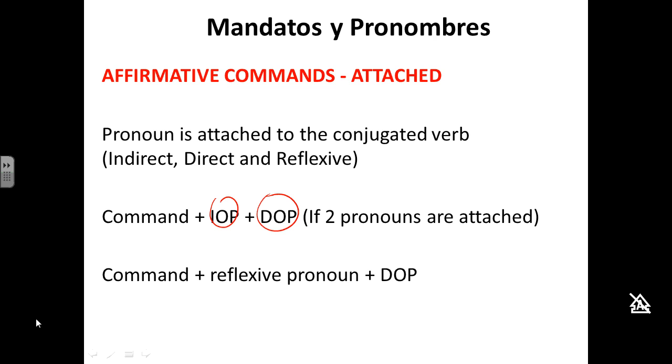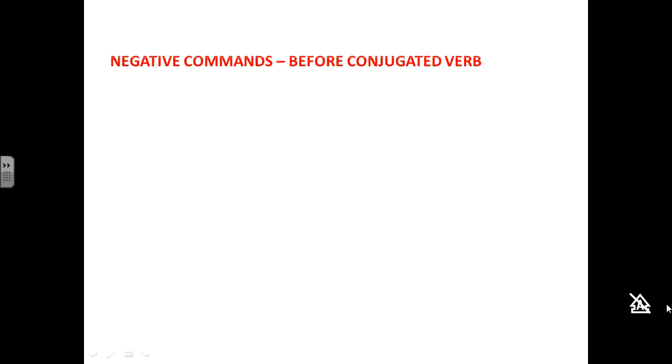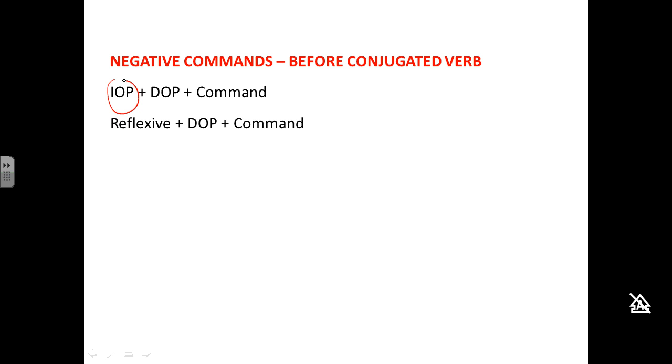Now let's say we have a reflexive, so it's command, reflexive, and the DOP. So the direct object pronoun always goes last with the positive command. So negative commands, they go before the conjugated verb, just like everything else that we've been talking about before. All other verbs, it goes before. So the only irregularity is with a positive command. So you know this. You know that it's the IOP and then the DOP. So it's the person, and then it's the thing, and then it's the command.